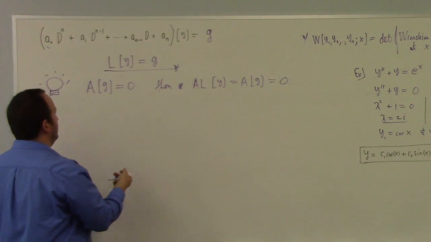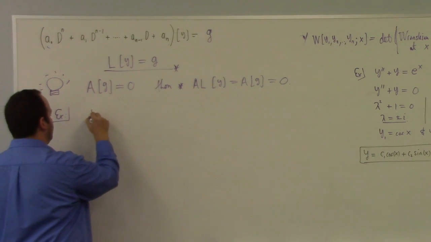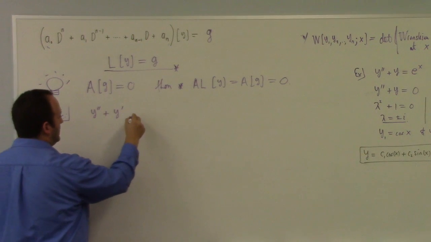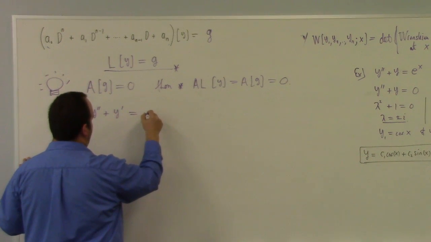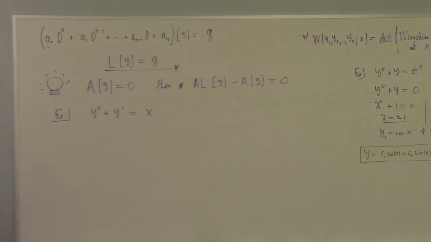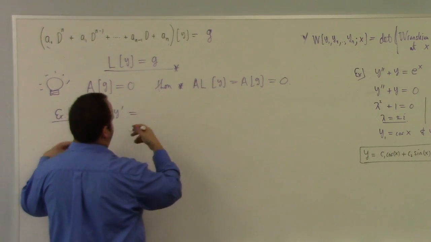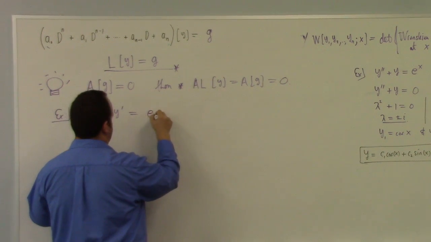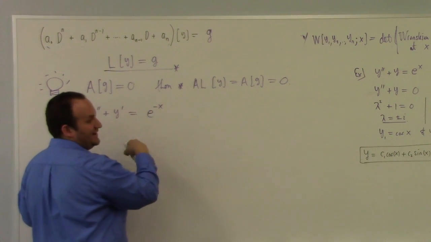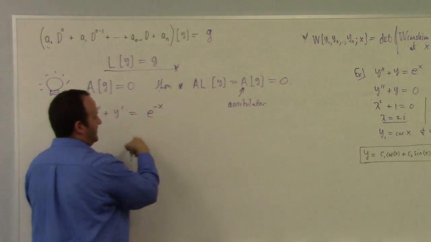So let's look at a specific example. How about y'' + y' = x? Maybe I shouldn't do x. Let me do something more exciting: e^(-x). So this is my forcing term. What annihilates this? This A is called the annihilator.